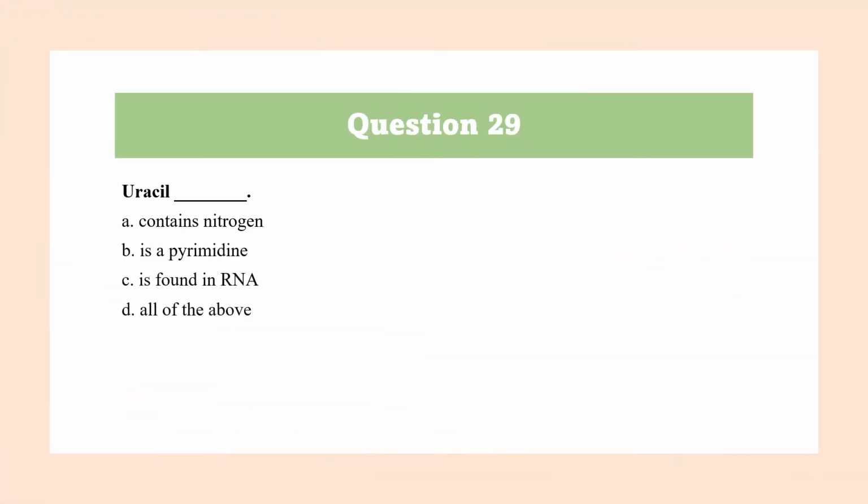Number 29. Uracil A. contains nitrogen, B. is a pyrimidine, C. is found in RNA, or D. all of the above. The answer is D, all of the above.